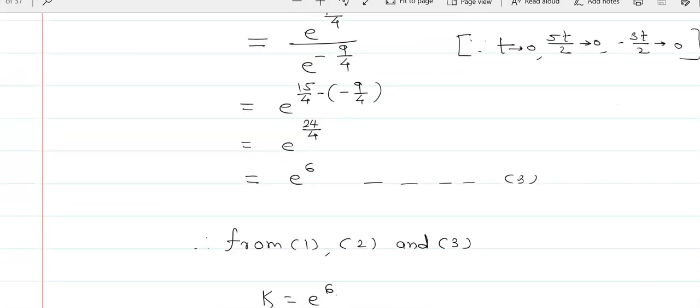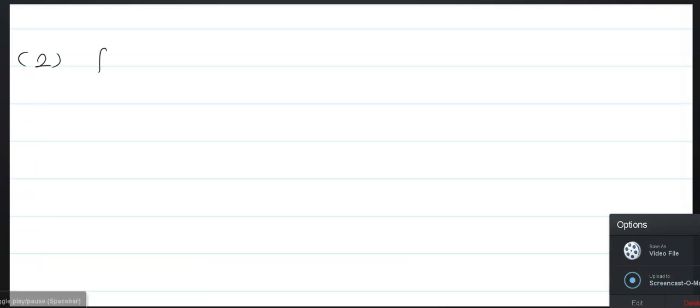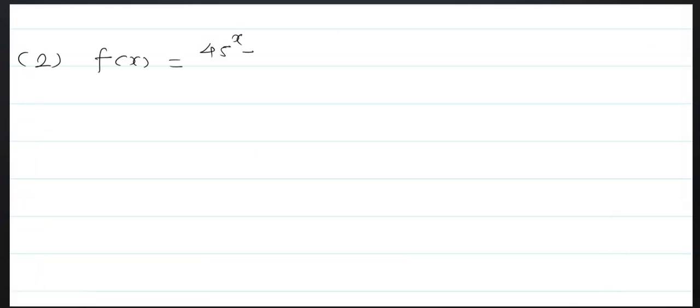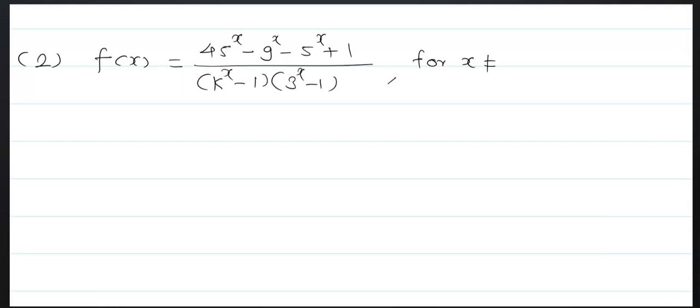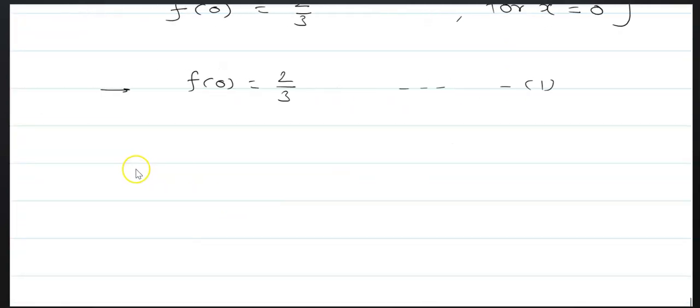Now the next problem. f(x) equals (45 raised to x minus 9 raised to x minus 5 raised to x plus 1) upon (k raised to x minus 1) into (3 raised to x minus 1) for x not equal to 0, and equals 2 by 3 for x equals 0. Now the given function is continuous, it's a very simple limit. f is continuous.